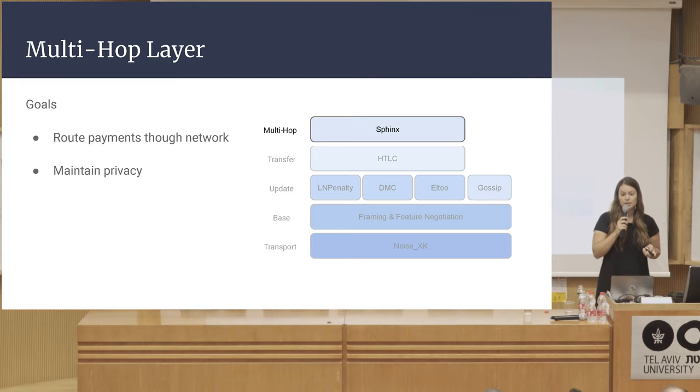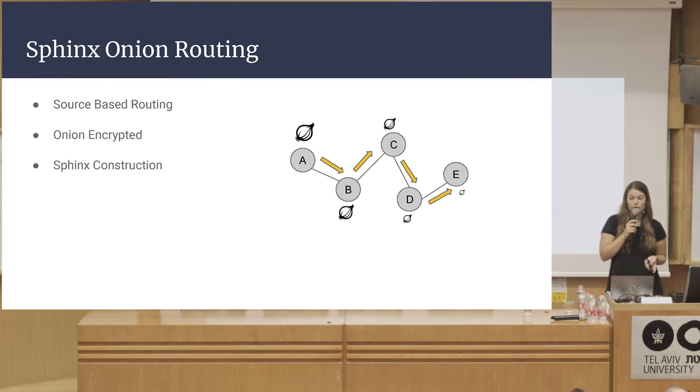Right. The multi-hop layer is right at the top, and it has a few objectives. The first is to route payments through the network, and to do so in a way that maintains privacy. This is one of the big trade-offs in the Lightning Network. We suffer a lot on the routing side of things because we need to have good privacy. And we achieve this through a construction called Sphinx Onion Routing.